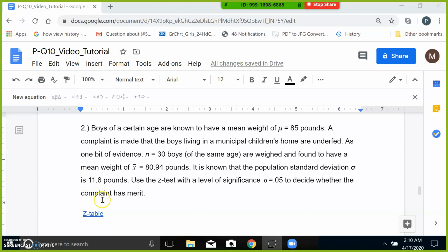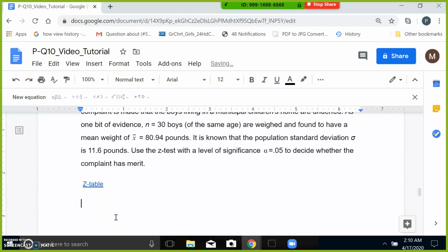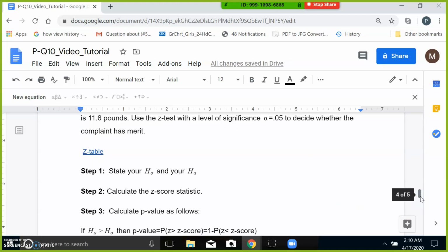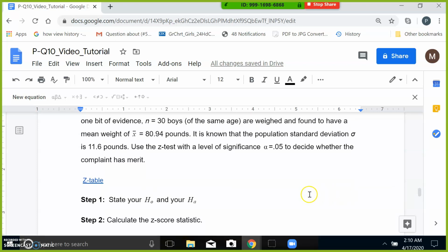Okay, so let's do our z-test. So let's paste our directions down here. Okay, so first we have to state the null and the alternative here. So the null would be, let's copy these here.